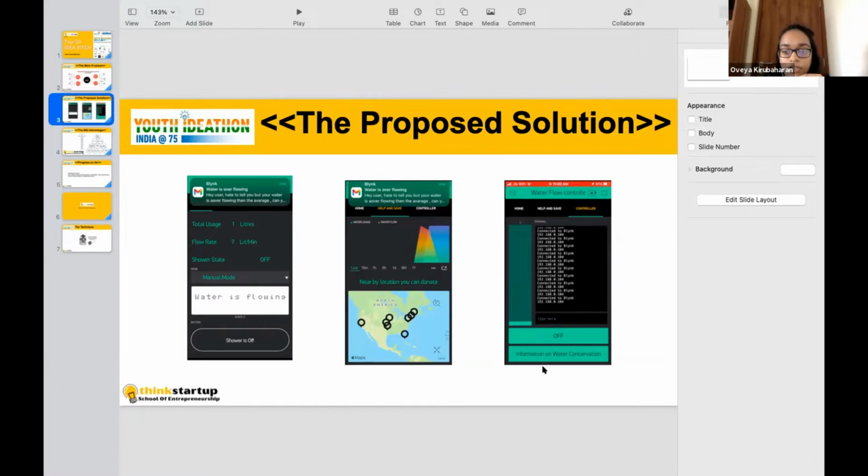And the information on water conservation is from a website that I found in my research. So I put their link there so other people can also learn about the ways they're wasting water and how they can possibly save it.